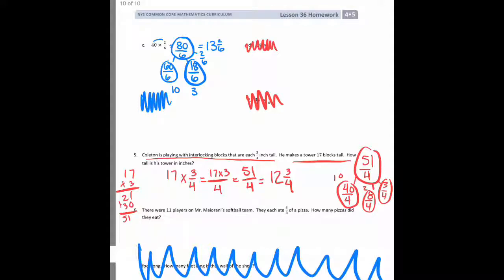Okay, let's look at the next one. It says there are 11 players on Mr. Mariani's softball team. They each ate 3/8 of a pizza. How many pizzas did they eat? So I'm going to say 11, because 11 players times the 3/8 that they each ate. So I'm going to say 11 times 3 over 8, which would give me 33/8. And that's good because 8 goes into 32 4 times. And so we'll have 4 1/8 pizzas that they ate.